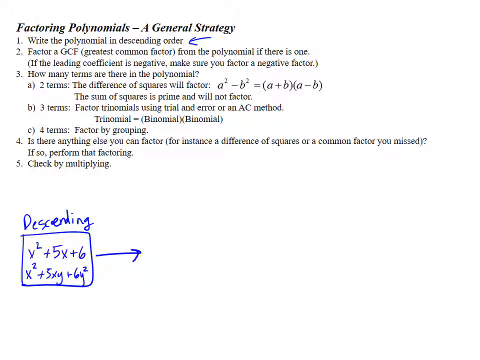The next step is always look for a GCF, a greatest common factor. If there is one in the polynomial, you need to take it out right away. It's going to make life so much easier. And then one thing to note is that if your leading coefficient is negative, it's going to be really handy if you factor out a negative. Even if it's a -1, take a negative out if your leading coefficient is negative.